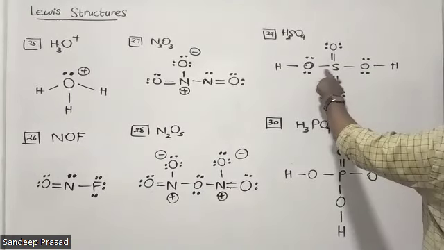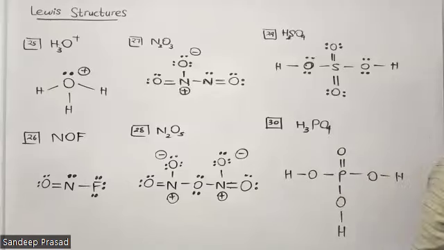If you put a double bond here, what will happen is oxygen will have a positive charge. So therefore we can't consider it. This is the most acceptable way.